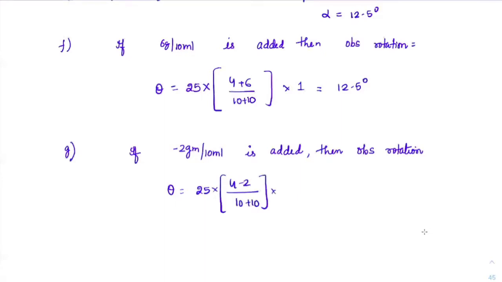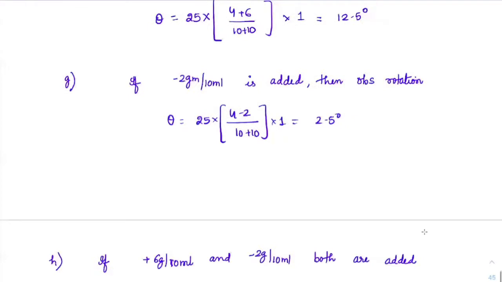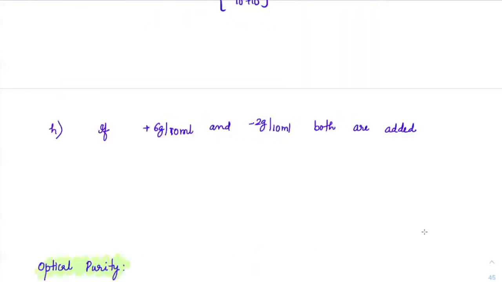Very good. Okay. Last thing. If 6 gram per 10 ml is added and this is subtracted, then that would be 25. 4 degrees, sir. 4 plus 6 minus 2 divided by 30. Okay, 4 degrees, into 1. So how much? 4 degrees. Very good. Clear on this?